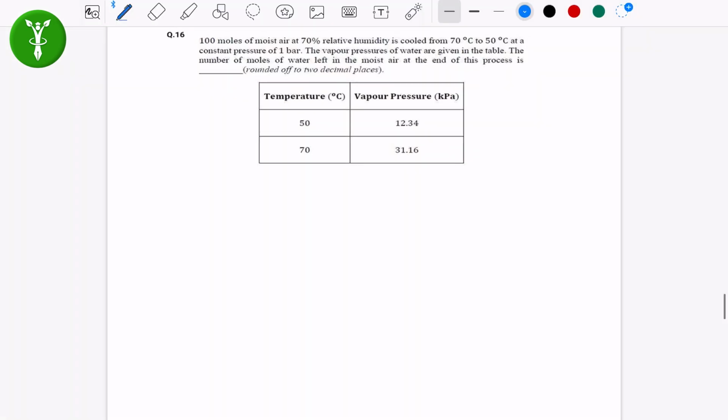This question is related to psychrometry. Here we have given state 1. In this condition of moist air, we have 100 moles of moist air, relative humidity of 70% means 0.7, and temperature is given as 70 degrees Celsius. This is 343 Kelvin. And at the second state, the temperature is 50 degrees Celsius.